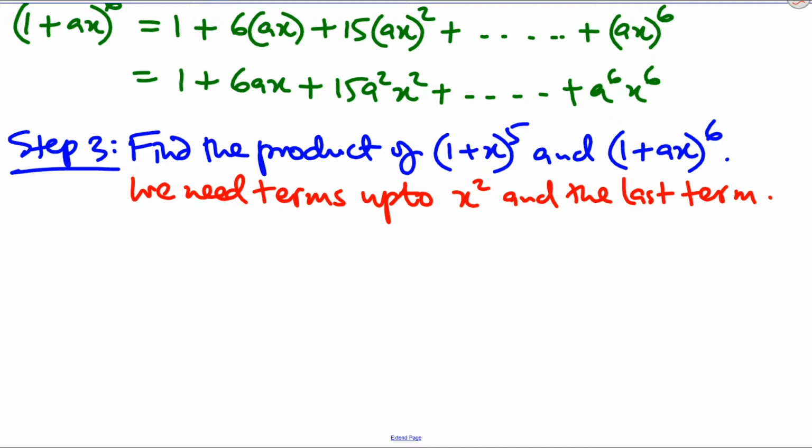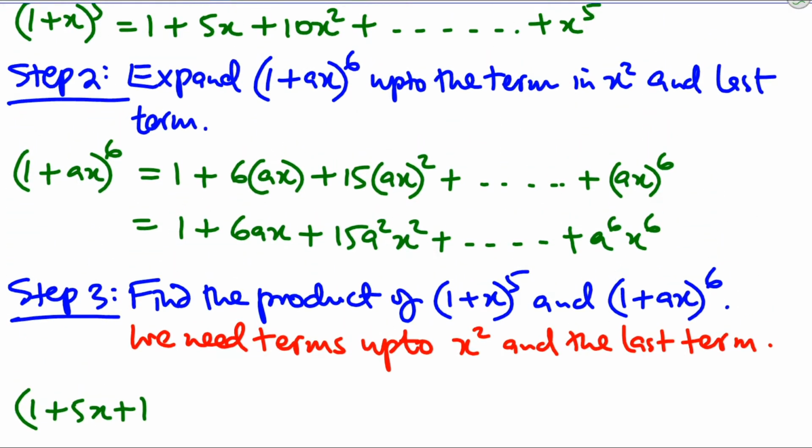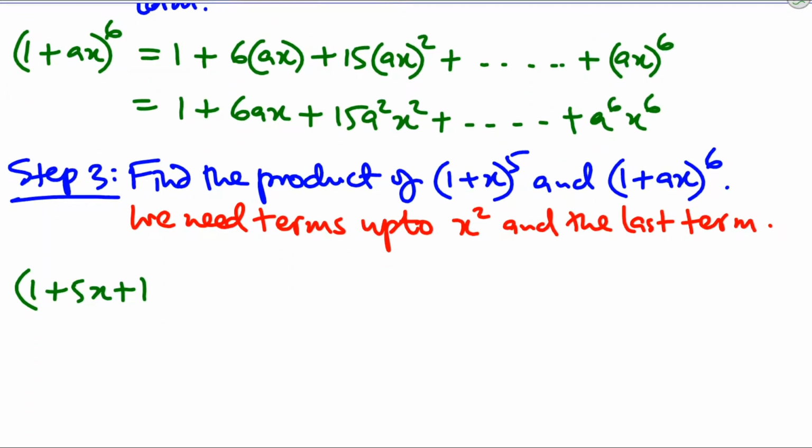So what I mean here is the first expansion that we had was this one, 1 + 5x + 10x squared, which is here actually in step 1, 10x squared, plus whatever comes next, plus x to the power 5.